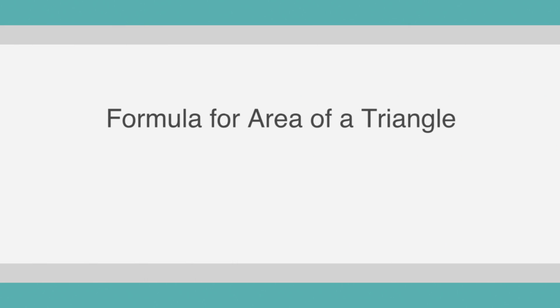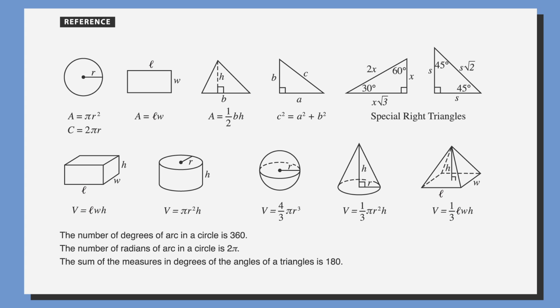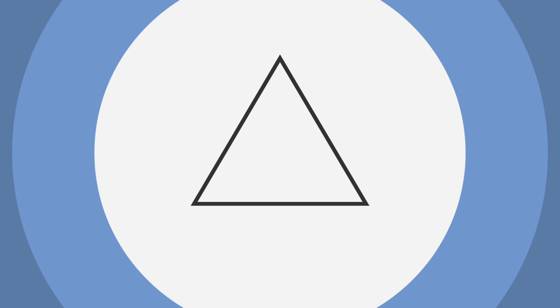The formula for the area of a triangle is area equals 1/2 times base times height. Although you can always look for this formula in the formulas box at the beginning of a section, you're going to be using it a lot, so it'll help to memorize this one. Let's look at a triangle to explain this formula.